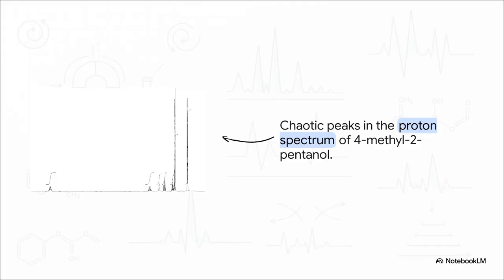To really see this in action, consider the proton spectrum for 4-methyl-2-pentanol. Honestly, at first glance, it looks like a chaotic forest of peaks.